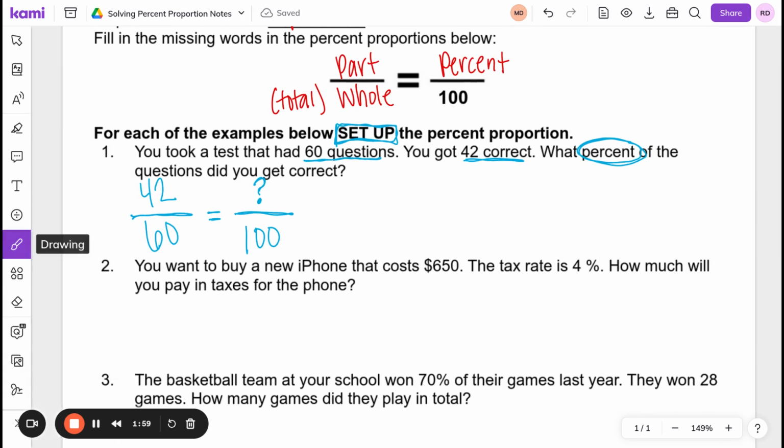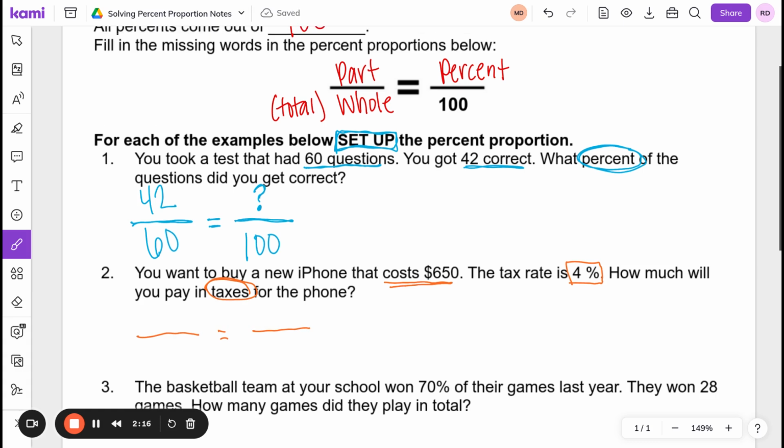Second question, you want to buy a new iPhone that costs $650. The tax rate is 4%. How much will you pay in taxes for the phone? So same thing. We're going to go ahead and write the lines for our proportion. I'm going to put the 100 on the other side, because it doesn't matter where you put it because they're equal. So again, there's always a 100. The percents always go over the 100. So because that number 4 has a percent sign over it, we're going to go ahead and write it on top of 100. And then the question wants us to find the taxes.